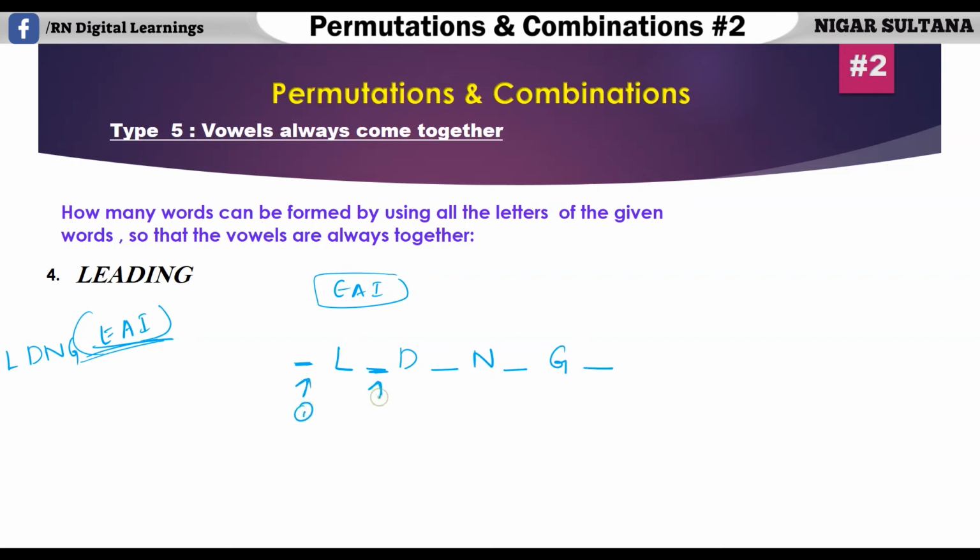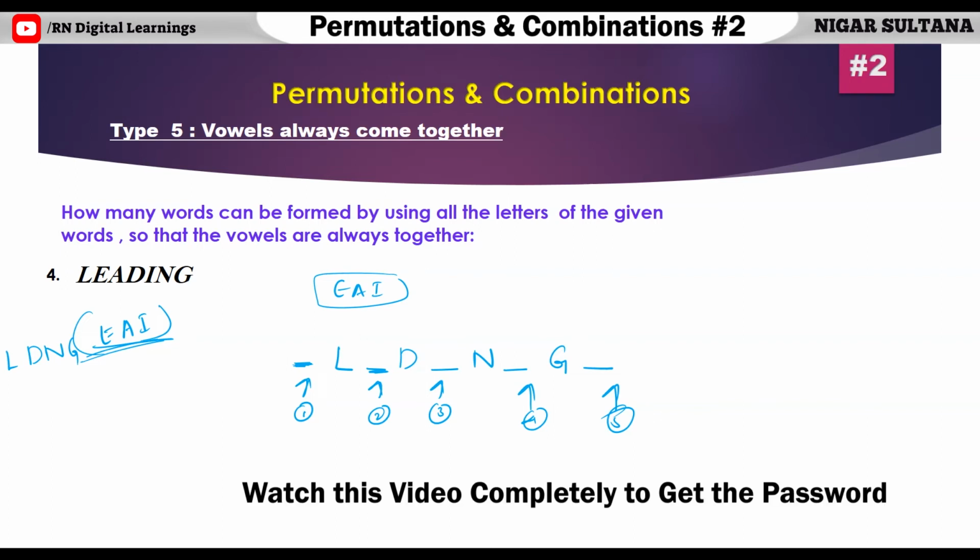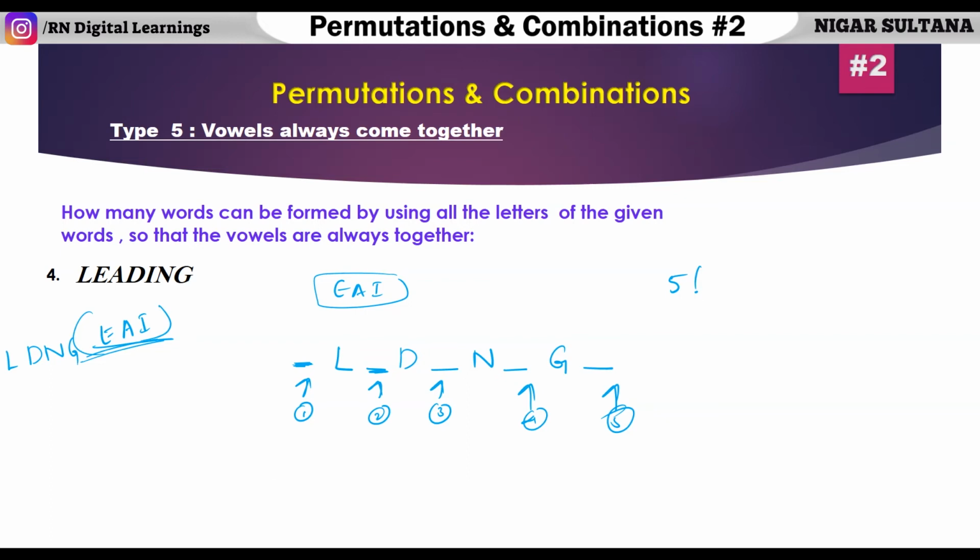1, 2, 3, 4 and 5. So always this E, A, I can be placed at the beginning before L, or in the middle, or after D, or after N, or after G. So now there are 5, right? Now what is 5 factorial? That is 120.